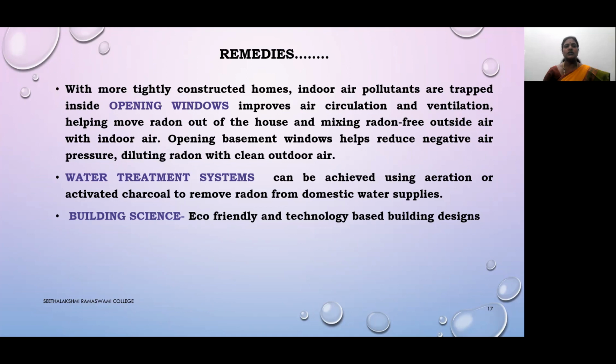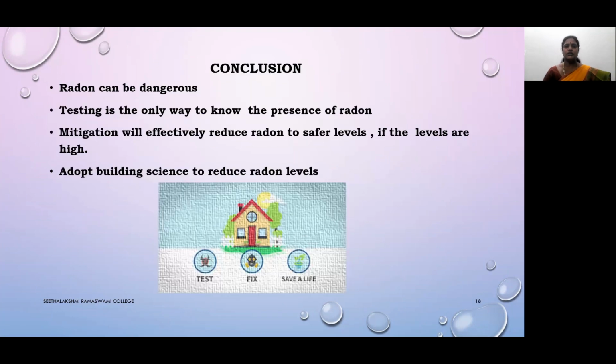These remedies are not impossible tasks, but rather they are very easily adoptable and hence should be given priority while constructing any building. Coming to the conclusion, radon can be dangerous. Testing is the only way to know the presence of radon. Mitigation will effectively reduce radon to safe levels, if radon levels are very high. Adopt building science to reduce radon levels. So test it, fix it, and save a life.